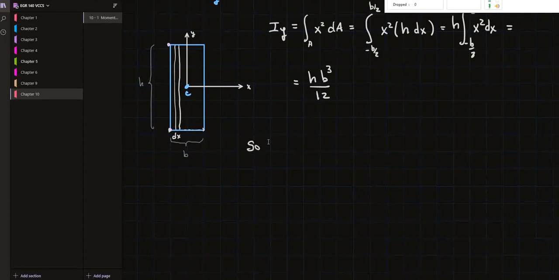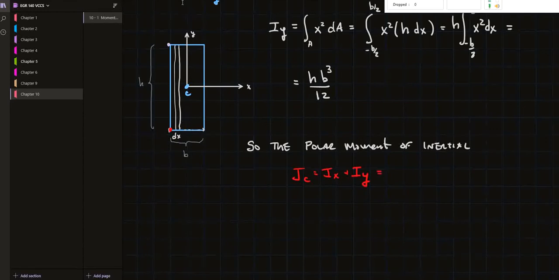Okay, and we can go further and we can say, so the polar moment of inertia, which would be about this point essentially. Polar moment of inertia is JC equals IX plus IY.